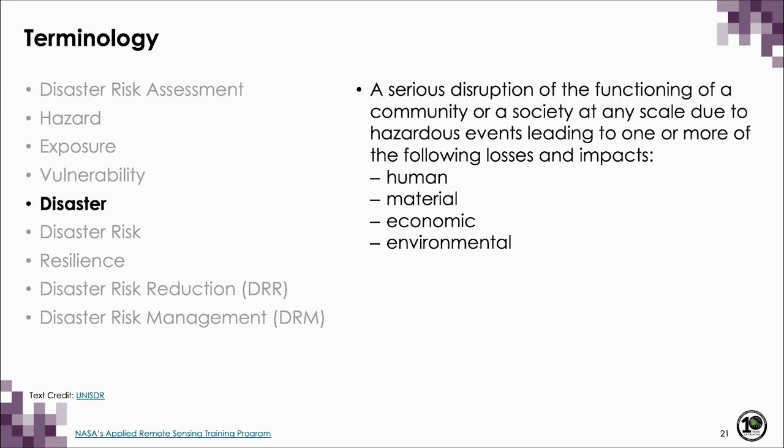So that brings us to, again, talking about disaster. So we talked about hazard, and now we're talking about disaster. So a hazard, as we talked about, could be of natural origin or human-induced origin. But here, disaster is a serious disruption of the functioning of a community or a society at any scale due to hazardous events leading to one or more of the following losses and impacts. So human lives are lost, material is damaged, economic losses, and environmental degradation or losses. So disaster is really the end result of hazard. Now, if a hazard occurs where there is no exposed population or vulnerable population or communities, then it's not really a disaster, it is just a natural hazard. When it's combined with how it is affecting these factors, then it becomes a disaster.